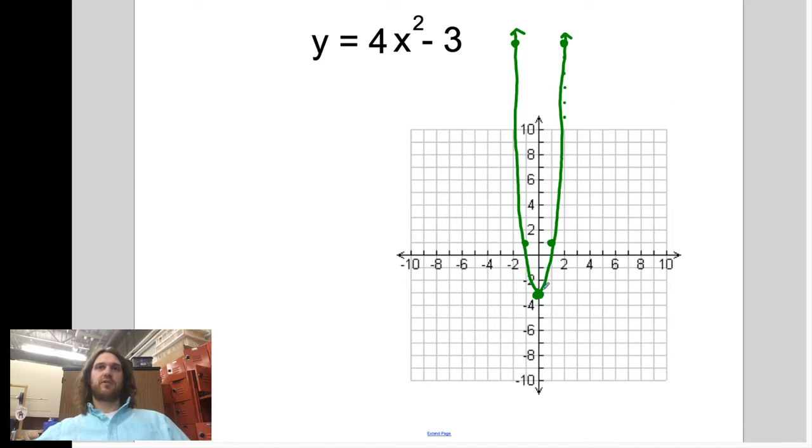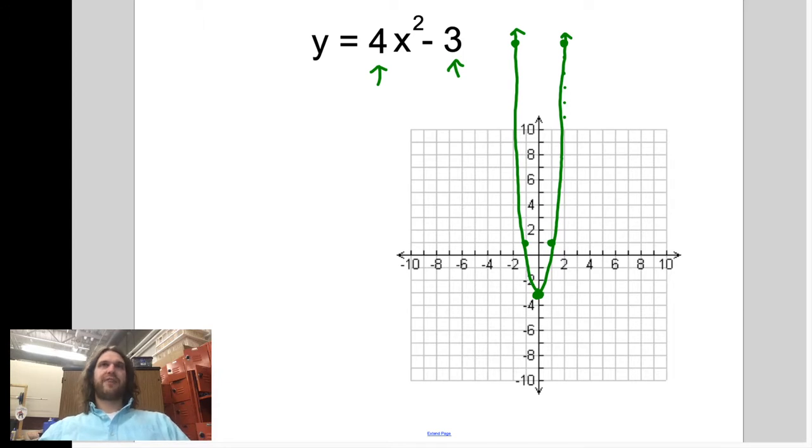Now that time was a little different. We started down here and we worked our way. We knew the shape. That's what we're looking for. Do you know the y-intercept? Bingo, it's right there. Do you know how this stretch works? Yeah, we're stretching everything upward by a factor of 4.